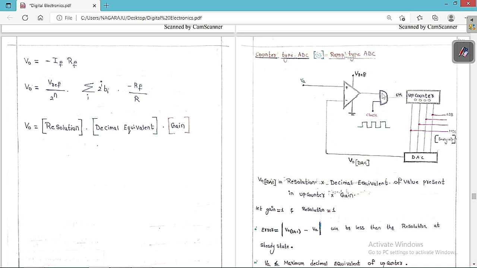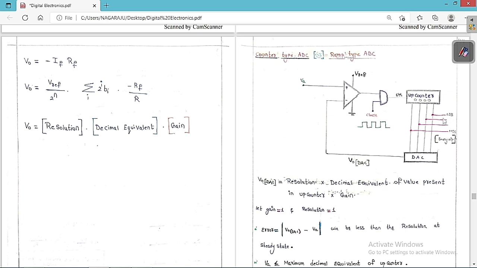Whenever this is 0, everything becomes 0, so the counter stops its clocking. We then get the final steady state, which we can easily read from this counter. So, very simply, this counter is an up counter. It always counts from 0, 1, 2 like that.